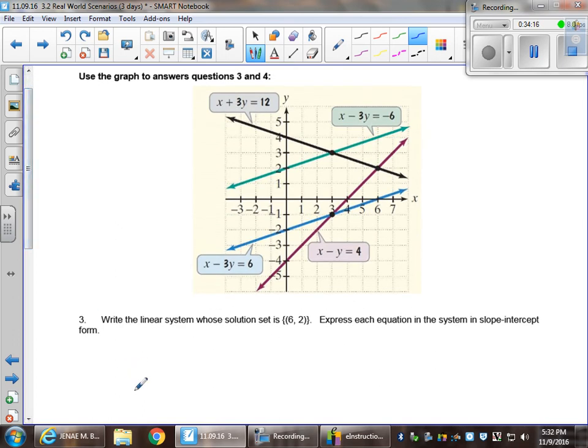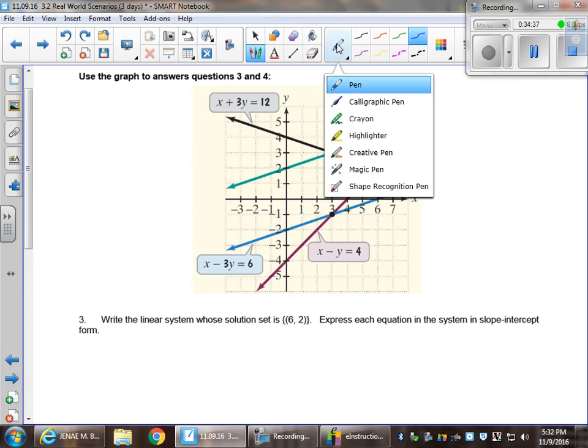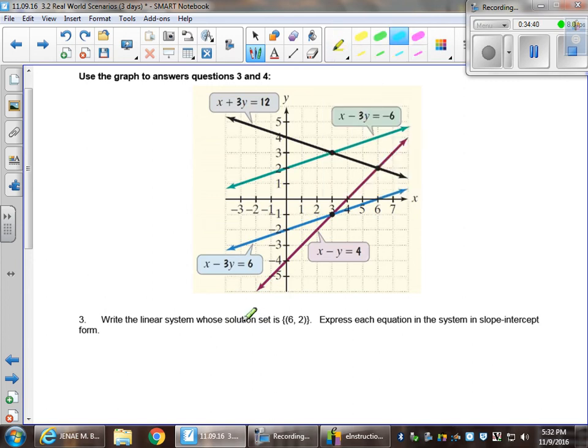Number 3 says, write the linear system whose solution set is 6, 2. Express each equation in the system in slope-intercept form. So let's look at that a little closer. You can kind of ignore the word set. Look at this key vocab word here, solution. We just talked about what that means. What is a solution? It's where two lines are going to intersect. So when I look at my graph, let's find 6, 2. Starting at the origin, 1, 2, 3, 4, 5, 6, 2. There it is right there.